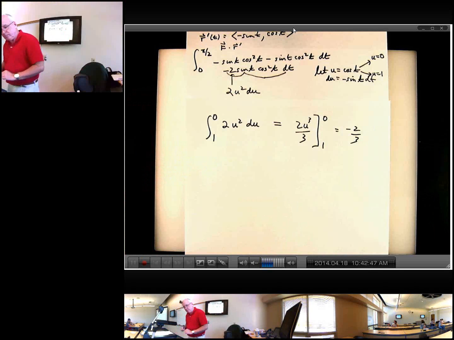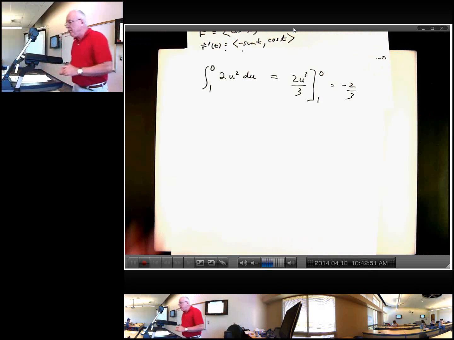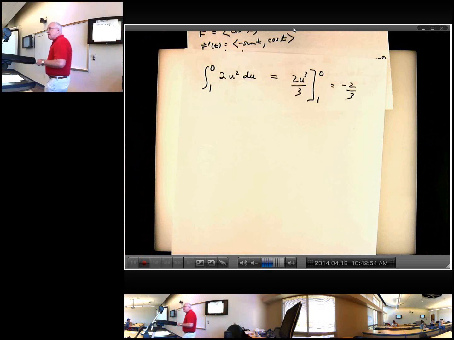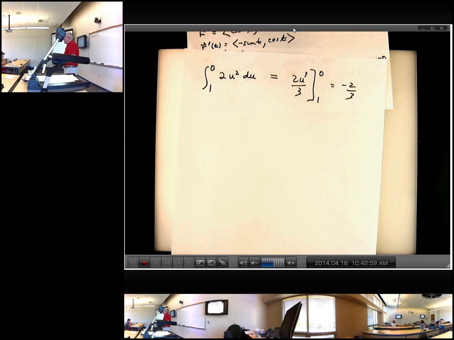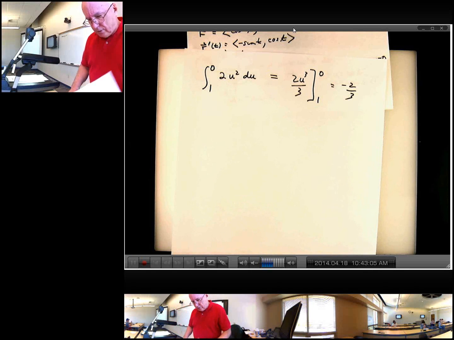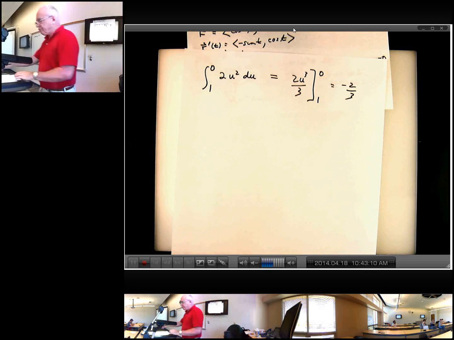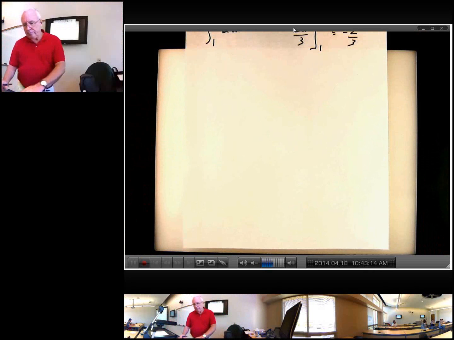So I think what you're going to find in this section is that the integrals themselves are not going to be tremendously difficult to get antiderivatives of. Now, that's the second example of this work thing.